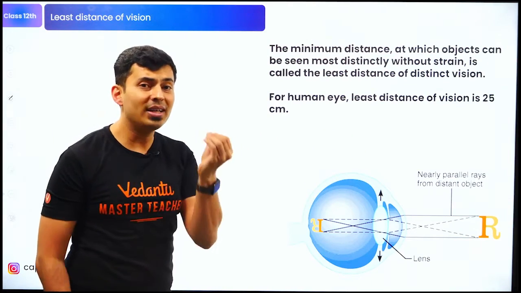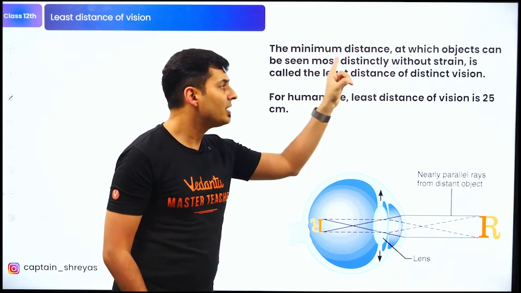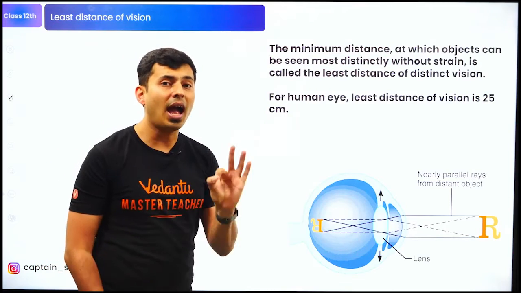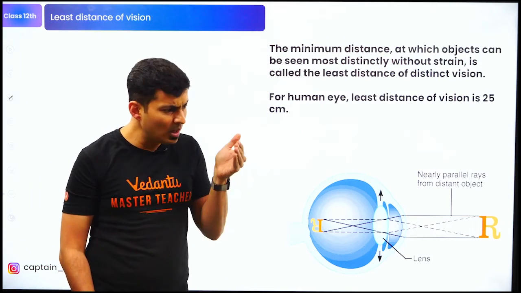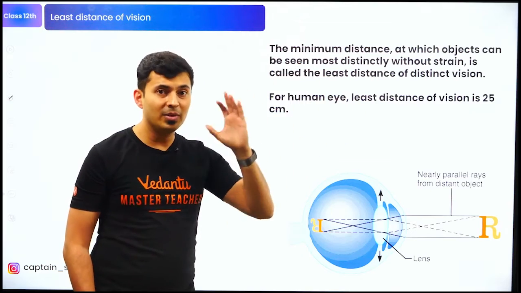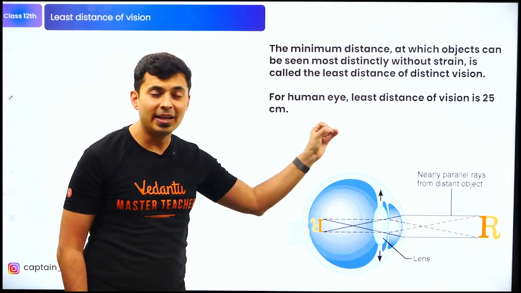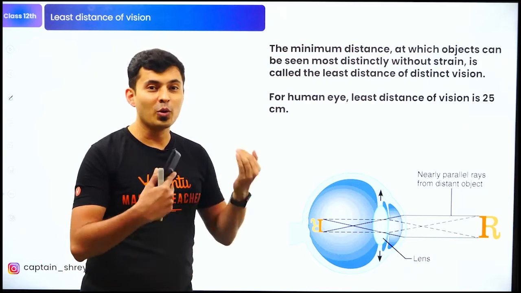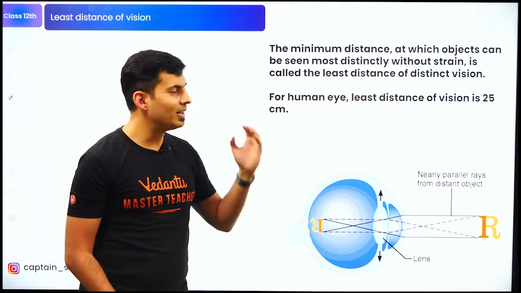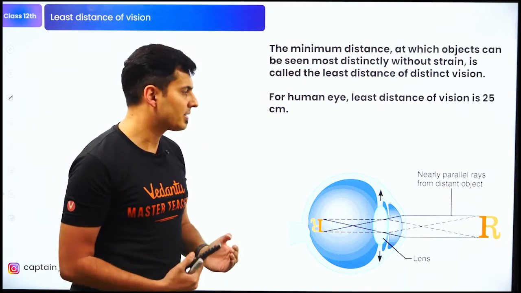Now, there is a smallest distance till which your eyes can focus, that is called the least distance of distinct vision, which is 25 centimeters for an average person. Below 25, things might not be so clear. Although this is an average, keep it in mind that for young people, this distance can be as low as 8 to 10 centimeters. As you grow old, this distance keeps on increasing beyond even 25 centimeters, and that's why you might have to use spectacles.